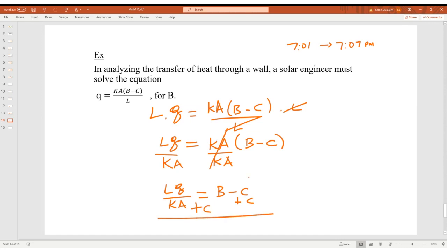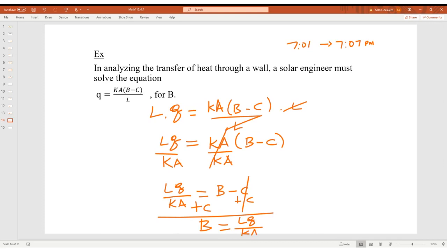So this would be B by itself. And I have LQ over KA plus C. That is the correct answer. Please do not change the letters.